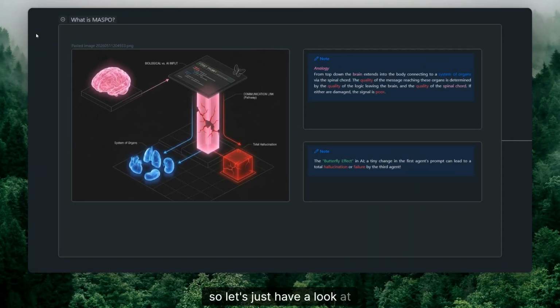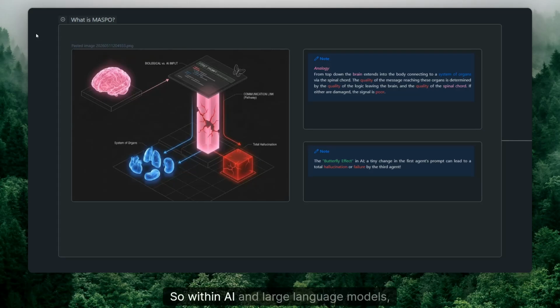Okay, so let's just have a look at what MASPO is. Well, the way I like to think about it is I come from a radiography background, so biology is my bread and butter. So the brain extends into the body through the spinal cord and then connects to a system of organs. And the quality of the message reaching these organs is determined by the quality of the logic leaving the brain and the quality of the spinal cord. If either are damaged, the signal is poor. So this makes sense. If you have a poor input and a poor logic and reasoning, well, then the output is going to be subpar.